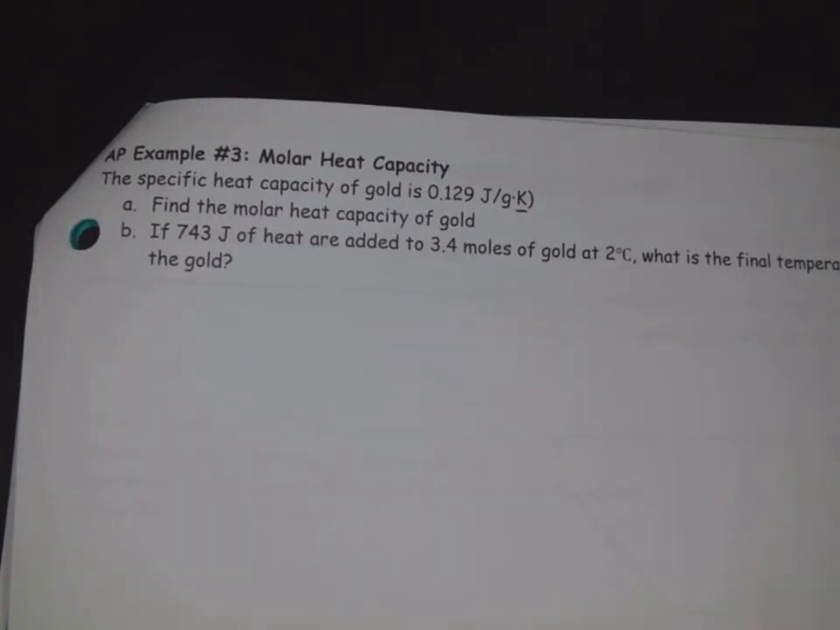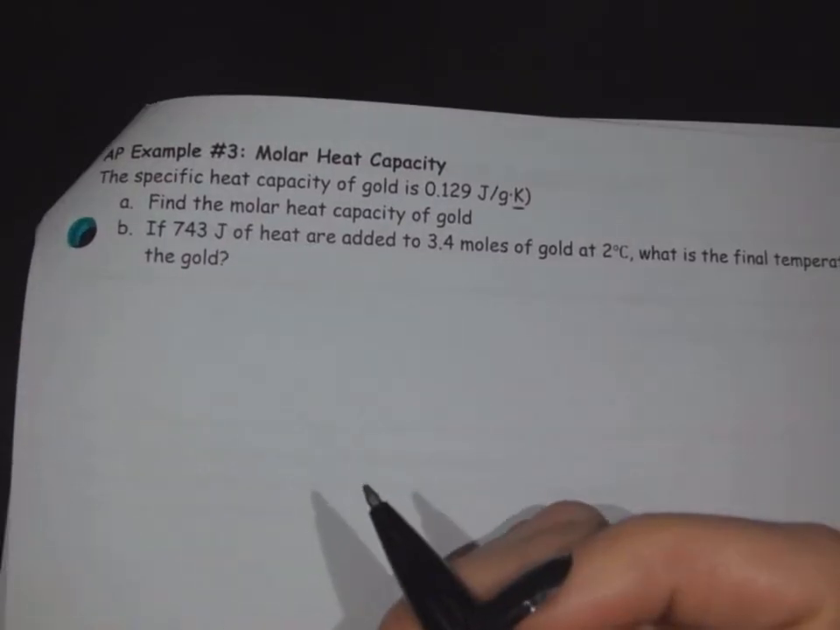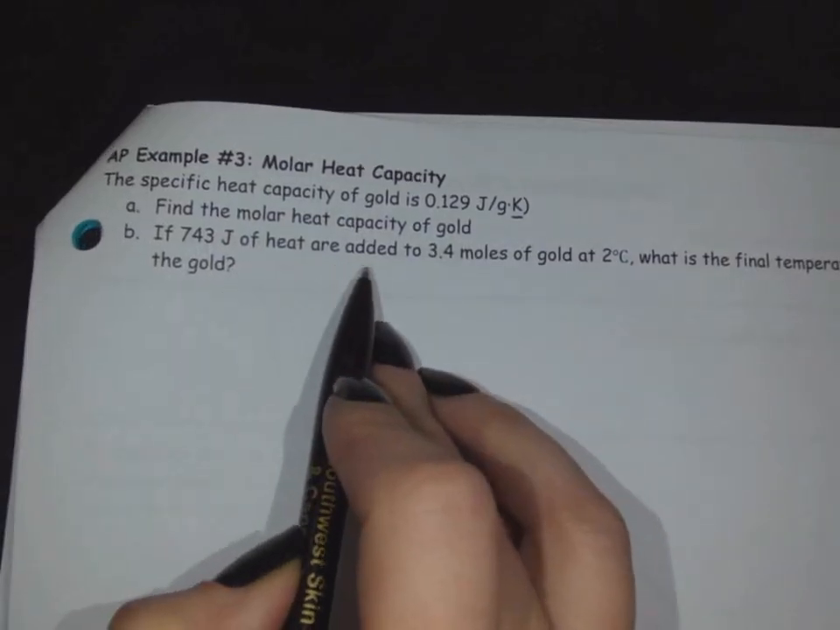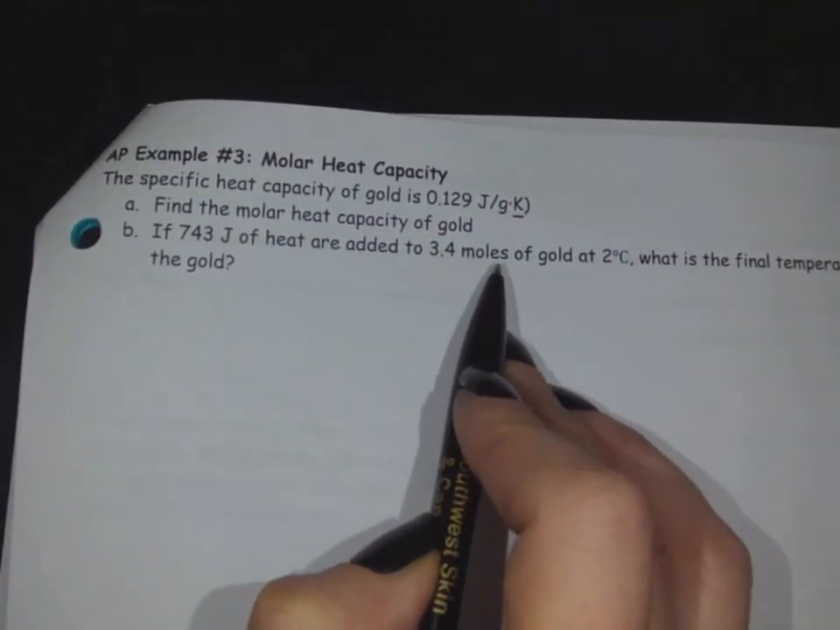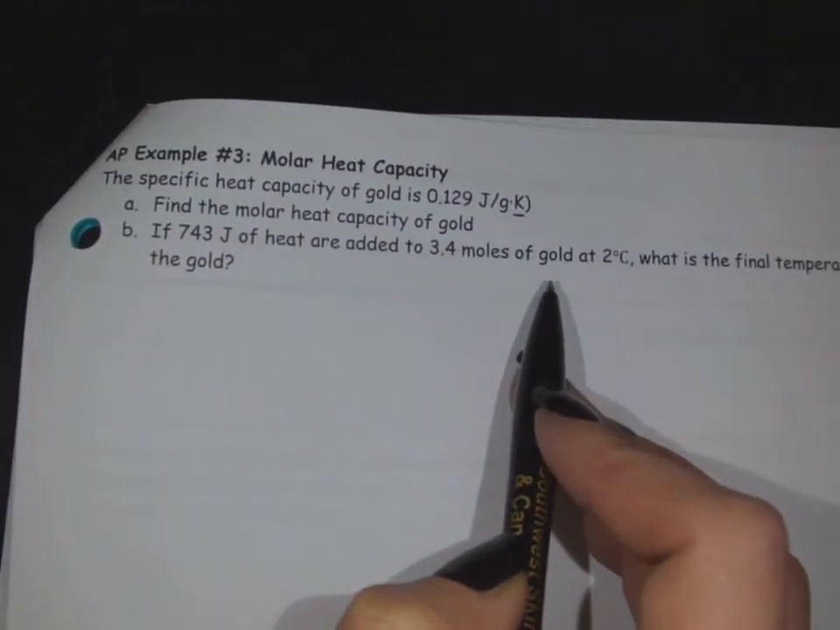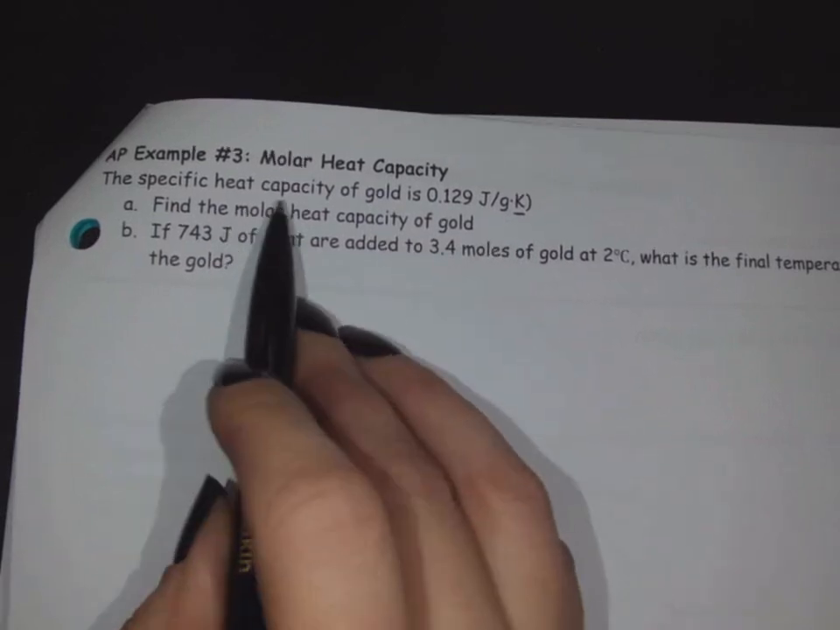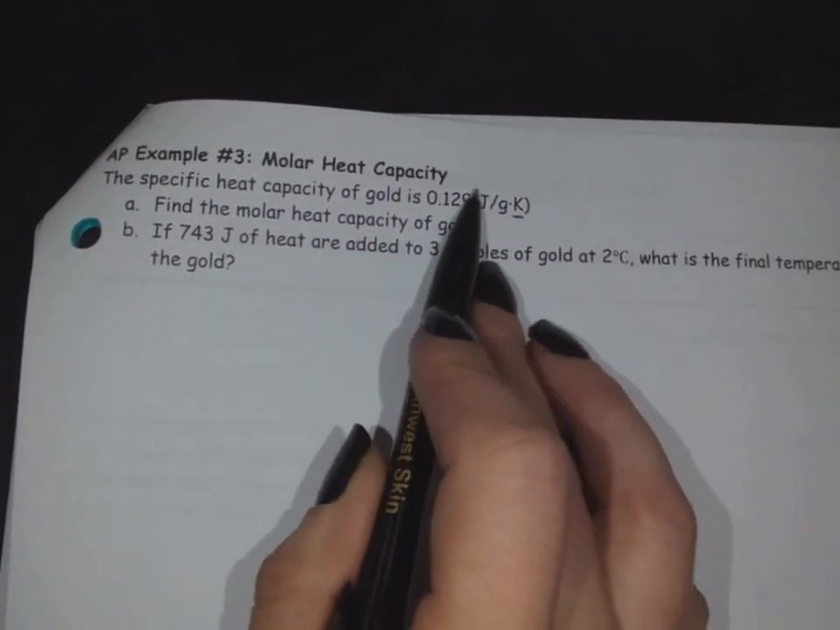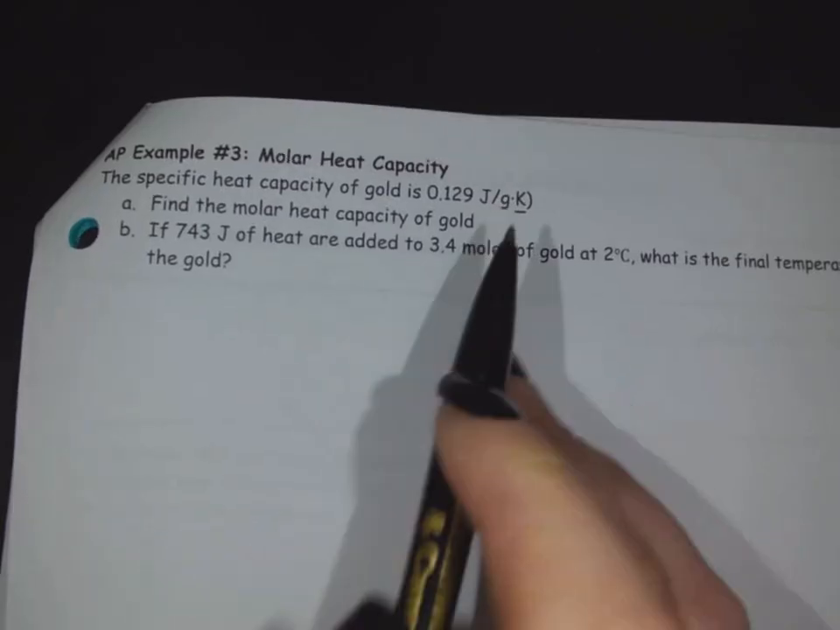I want to see joules of heat is added to this many moles. And so they gave us the grams per mole. We're going to solve for this, but we want the mole one. Interesting.